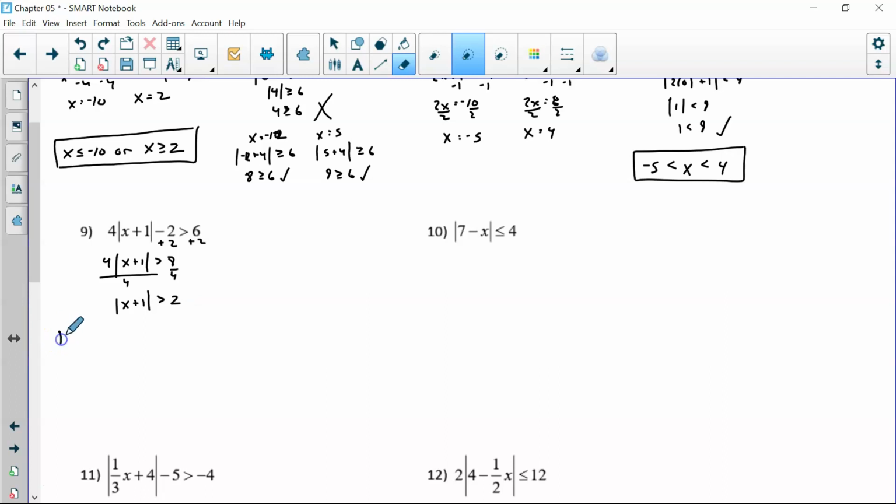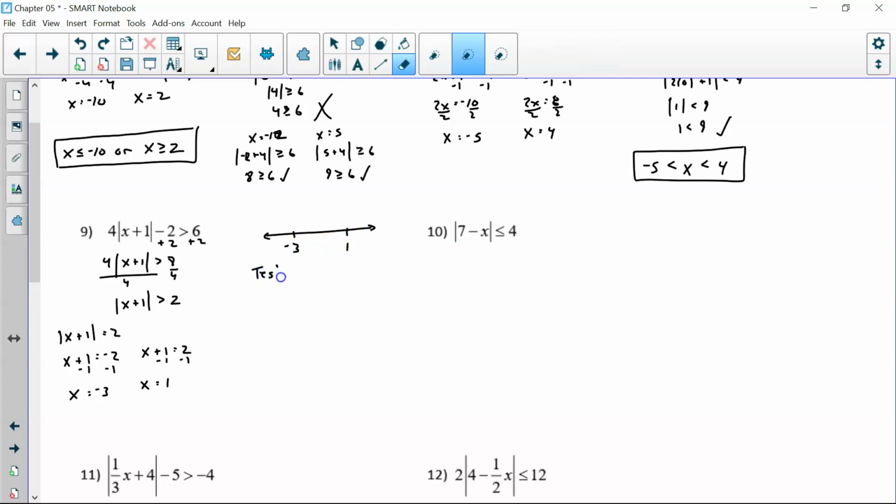The absolute value of x plus 1 equals 2. So x plus 1 equals negative 2. X plus 1 equals positive 2. So you get x equals negative 3. X equals 1. There's our endpoints. Negative 3 is over here. Positive 1 is over here. So now we want a test point in between. Test when x equals 0.